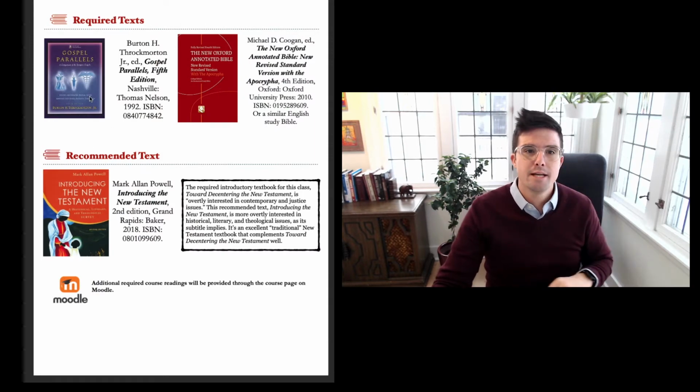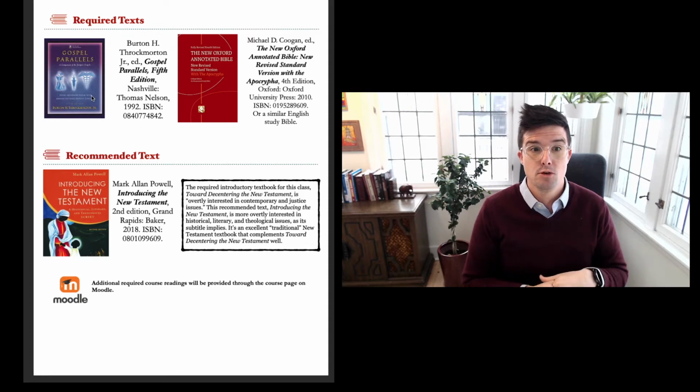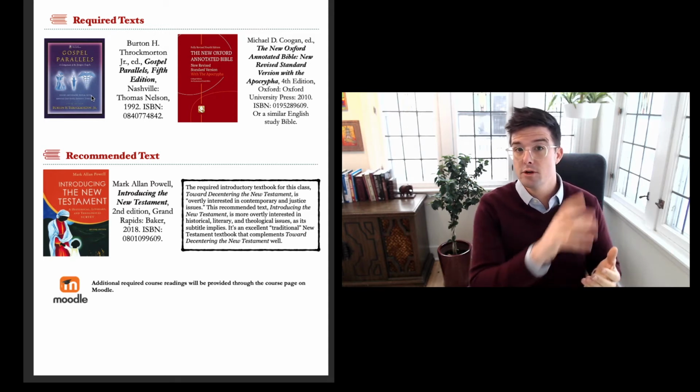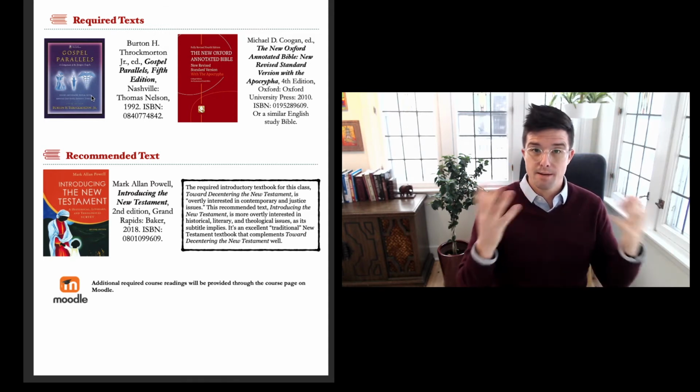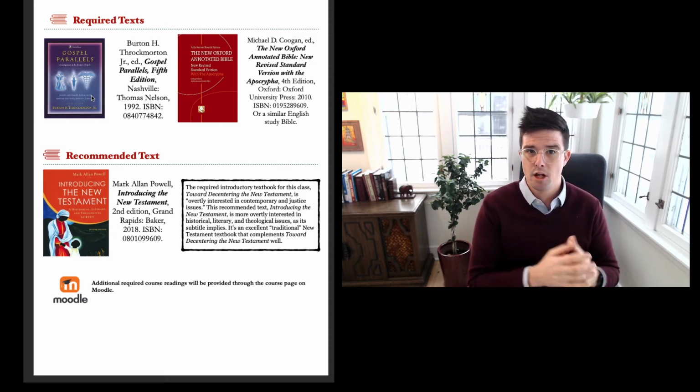Two more required texts: a Gospel Parallels book. You can find these relatively cheap used. What a Gospel Parallels does is it lays out the synoptic Gospels, Mark, Matthew, and Luke, in columns. We'll talk about what the synoptic Gospels are and the benefits of laying them out in columns for comparison.